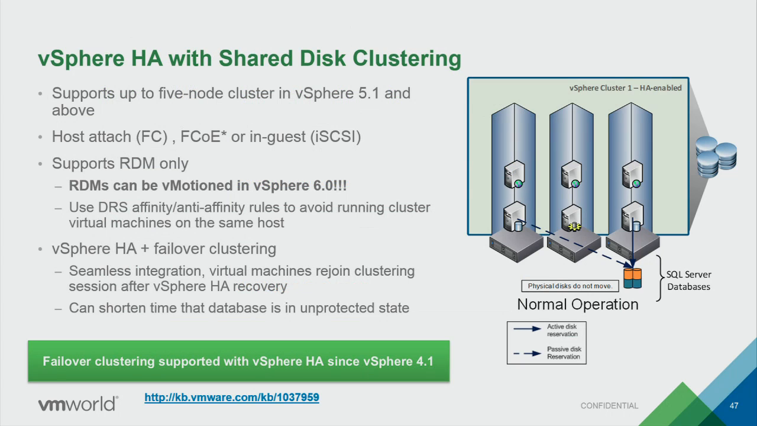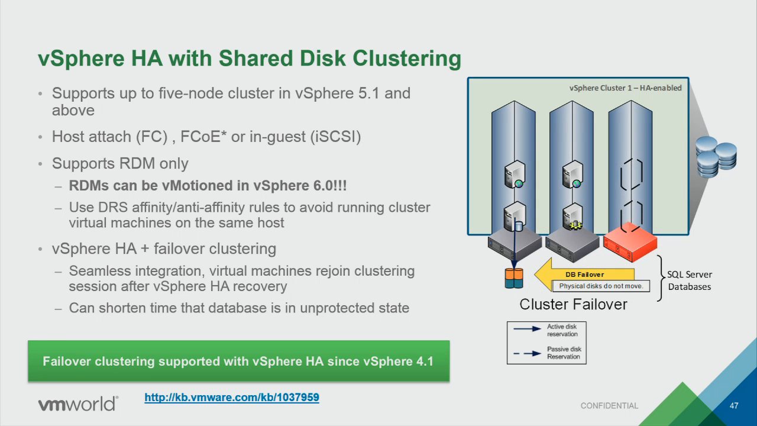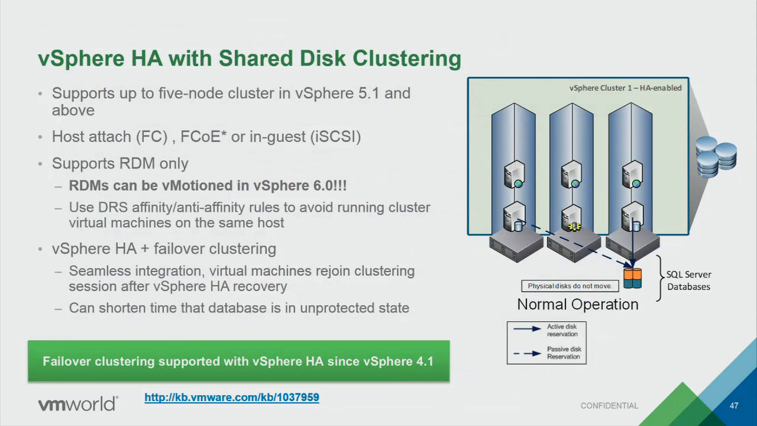So vSphere HA with shared disk, we have a shared quorum disk. Each operating system has its own disk. The way it works with vSphere HA, hang on, let me back up. Got a little bit off track there. All right, for shared disk clustering or FCI, we support up to 5 nodes. But again, we only support RDM for the cluster quorum disk. We can't share VMDK still, but again, you can vMotion that.